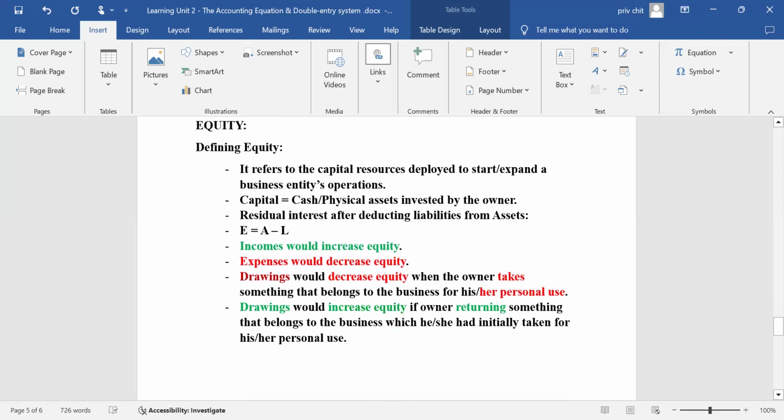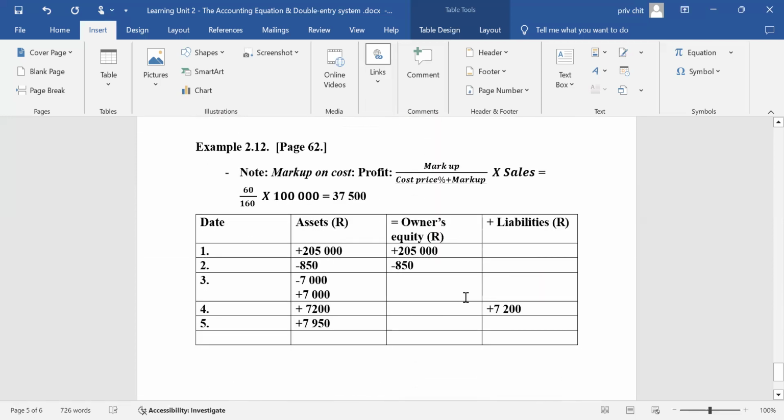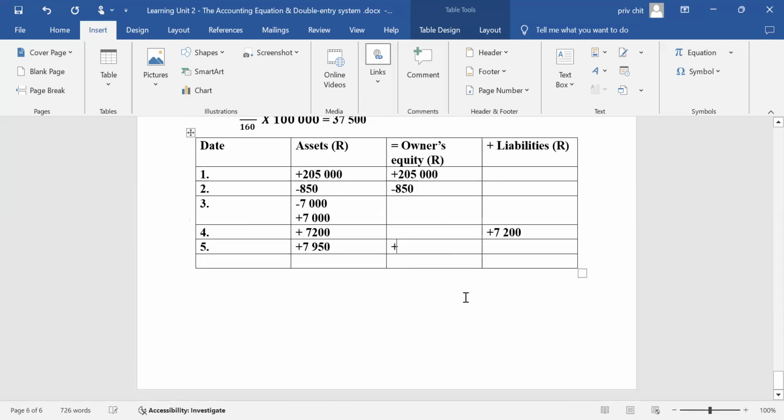What do incomes do? The equity column, the answer is somewhere here. Oh, they would increase equity. Exactly. So that means it's a plus on equity. Do you see that? Yes, making sense. I understand now.